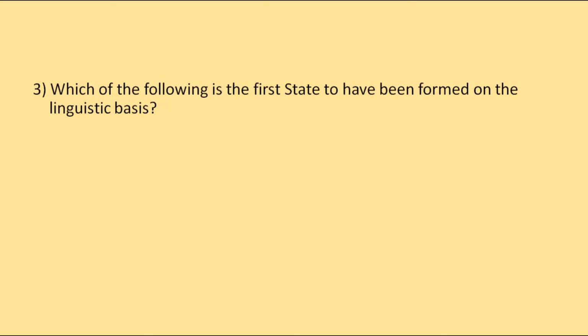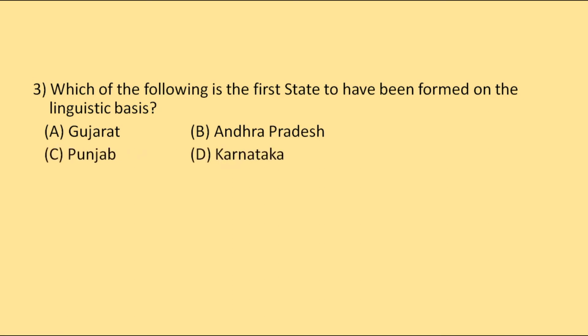Next, which of the following is the first state to have been formed on the basis of language? Options are Gujarat, Andhra Pradesh, Punjab or Karnataka. So the correct answer will be Andhra Pradesh. So it was created in 1953.